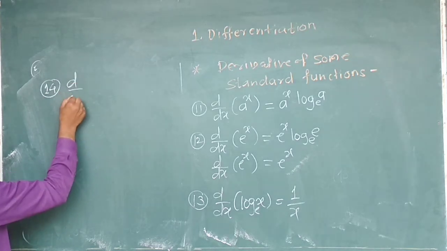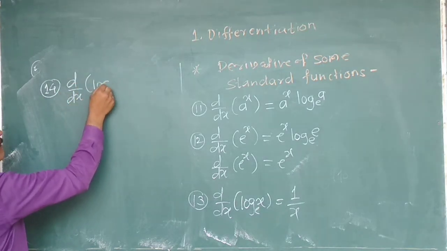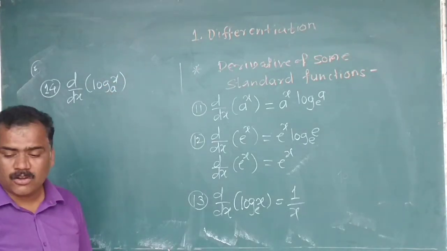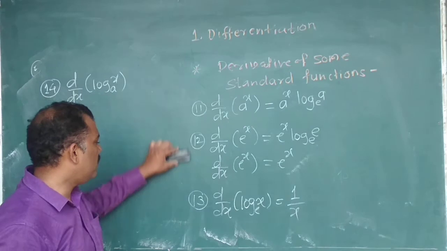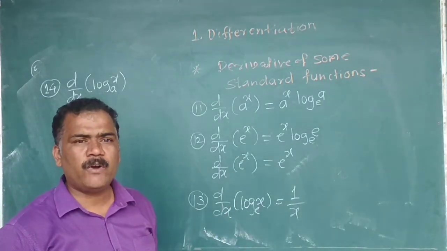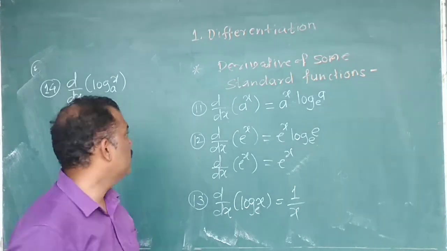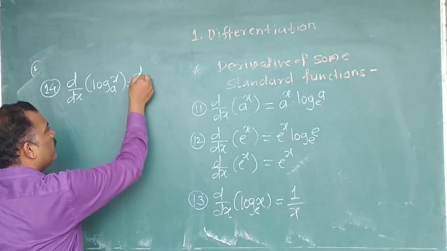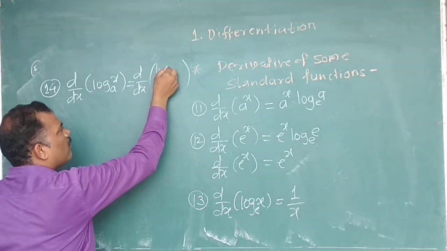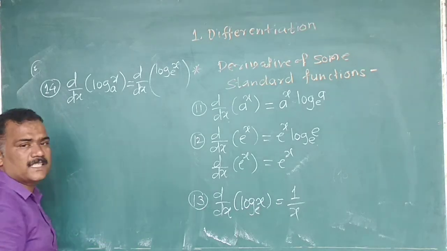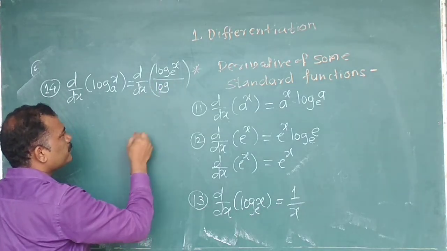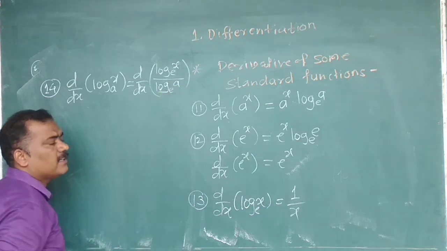That is d/dx of log of x to the base a. We have to know that when we take the derivative of a logarithmic function, the base must be e. So by using the change of base formula, we can write d/dx of log of x to the base e divided by log of a to the base e.